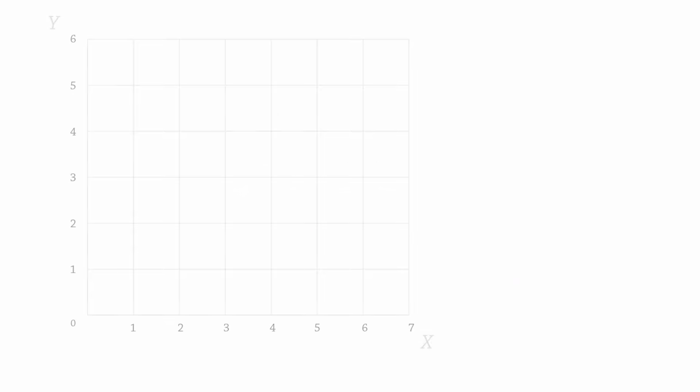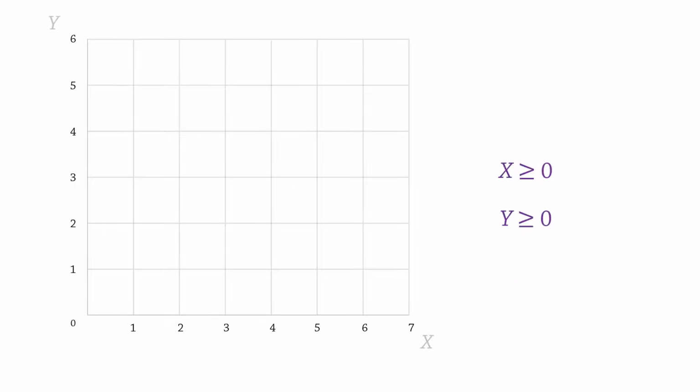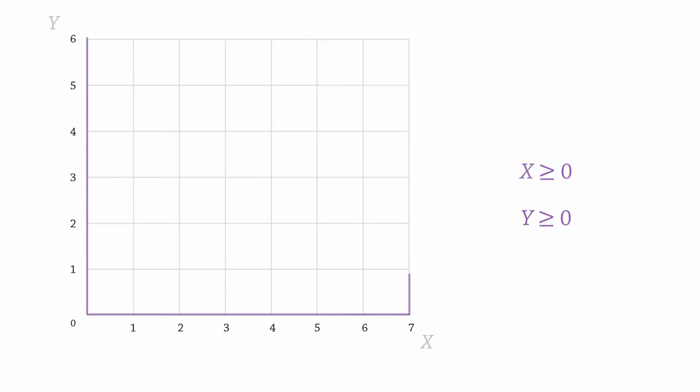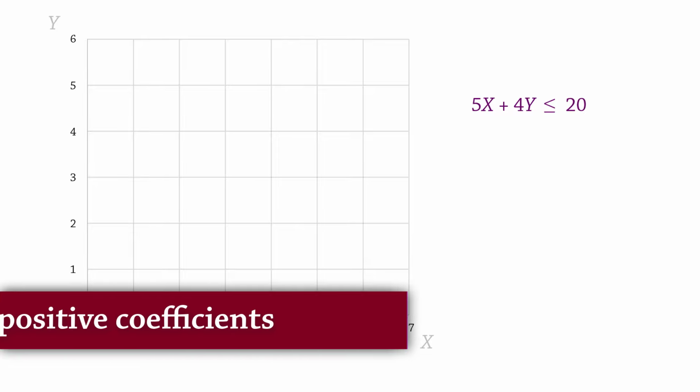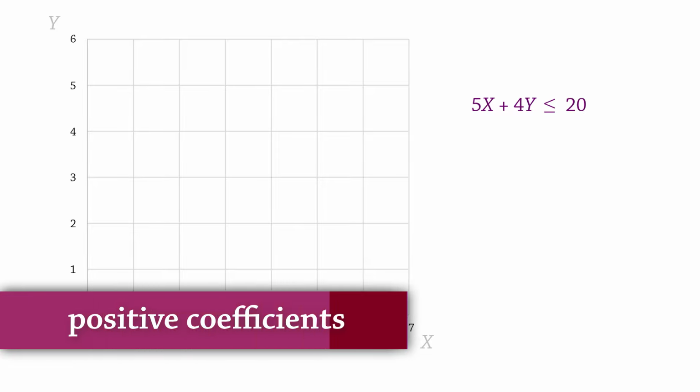In this video, I'll be showing how to draw various LP constraints using the graphical approach. All variables will be assumed to be non-negative, so we will stay in the first quadrant here. The typical LP constraint is of the form 5x plus 4y less than or equal to 20.